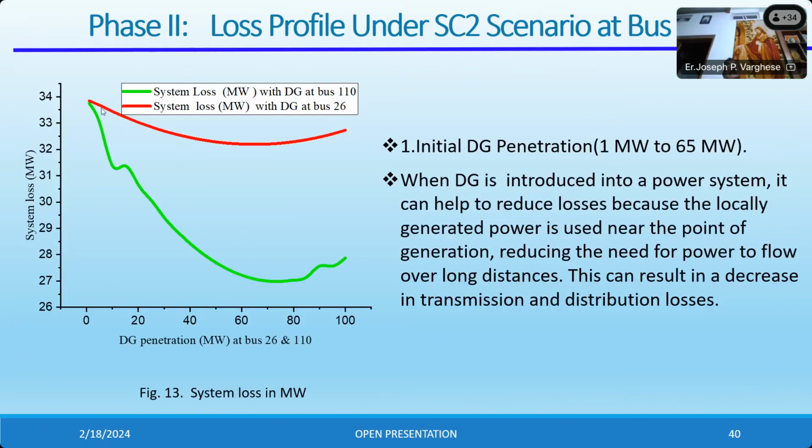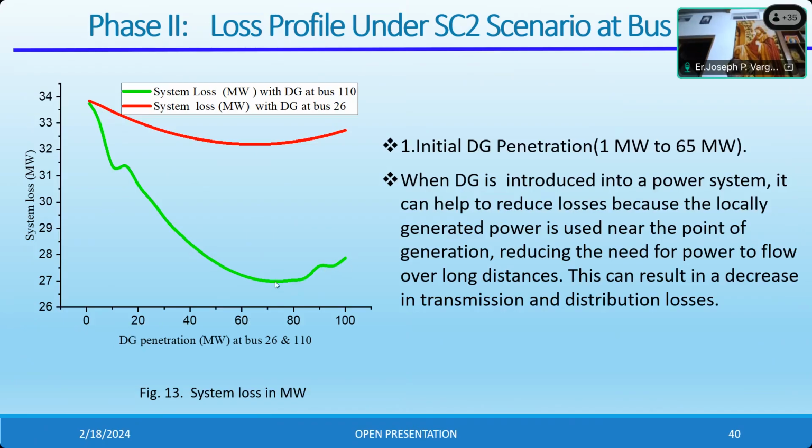Due to the penetration of DG at bus number 26, the loss is extremely high compared to the optimal bus, bus number 110. Here, we know that up to the point of 65, the loss is decreasing. When we increase the DG penetration from 1 megawatt to 65 megawatt, the loss is reducing. But if we increase further, the loss is found to increase above this value.